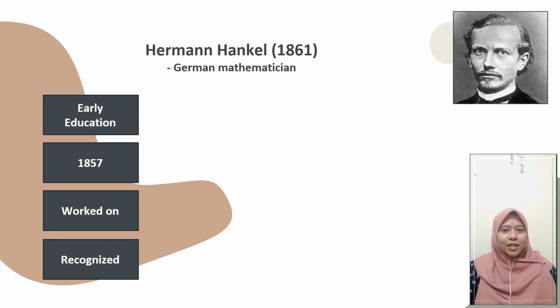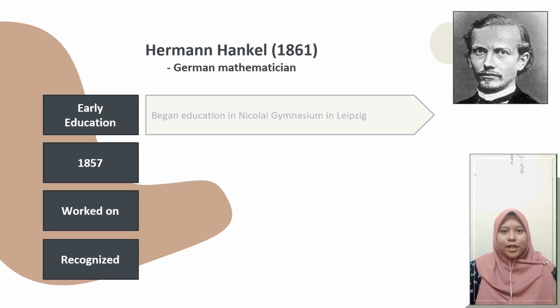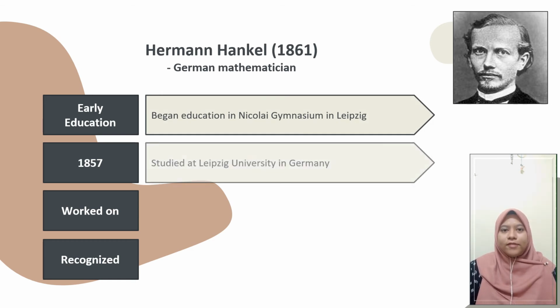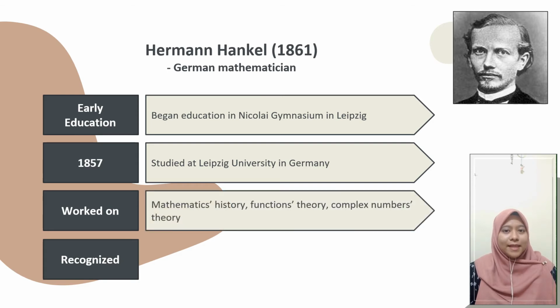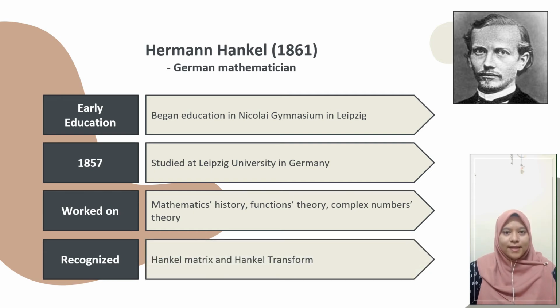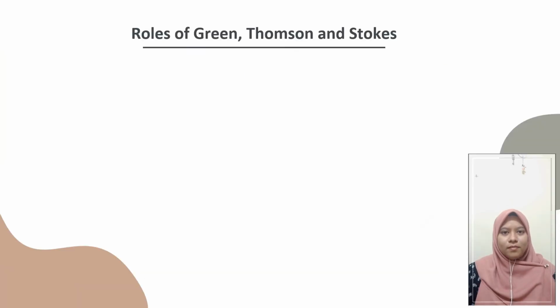The last one is Hermann Hankel. He is a German mathematician. He began his education at Nicolai Gymnasium in Leipzig, and in 1857, he studied at Leipzig University in Germany. Hermann Hankel was a mathematician who worked on mathematical history, function theory, and complex number theory. He is recognized for the Hankel matrix and Hankel transform.